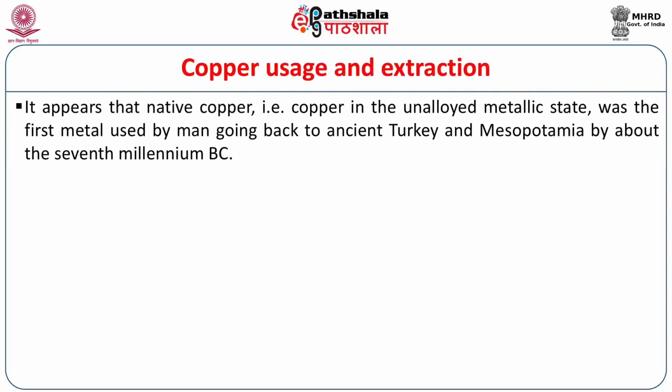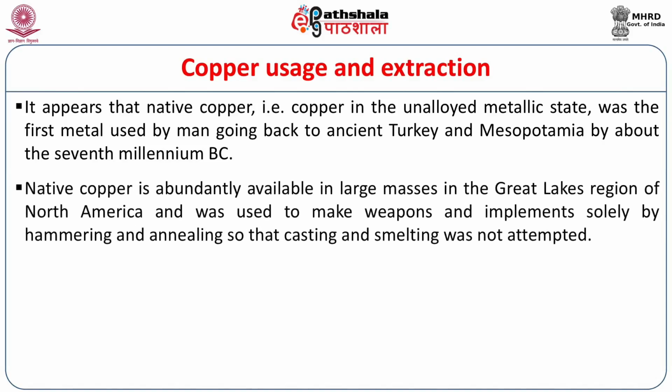We now come to the usage of copper and extraction. It appears that native copper, or copper in the unalloyed metallic state, was the first metal used by man going back to ancient Turkey and Mesopotamia about the 7th millennium BCE. It is also interesting that native copper was abundantly available in the Great Lakes region of North America, and the North American Indians used the native copper to make weapons and implements solely by hammering and annealing, so that they never needed to attempt casting and smelting.